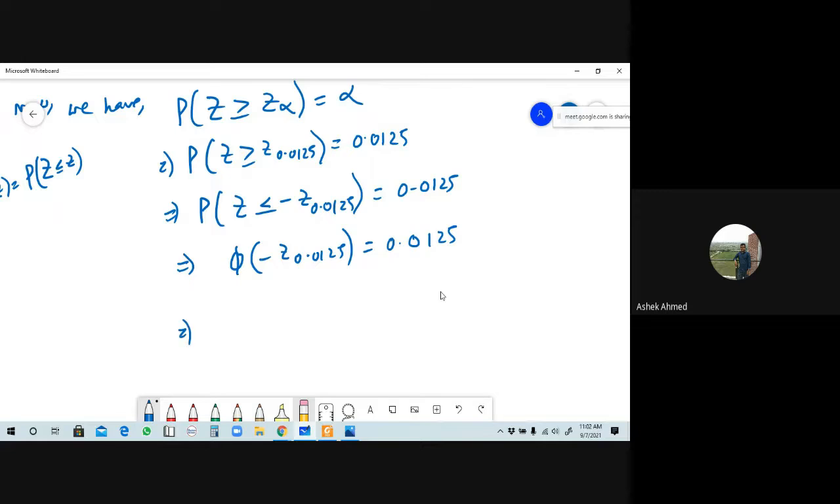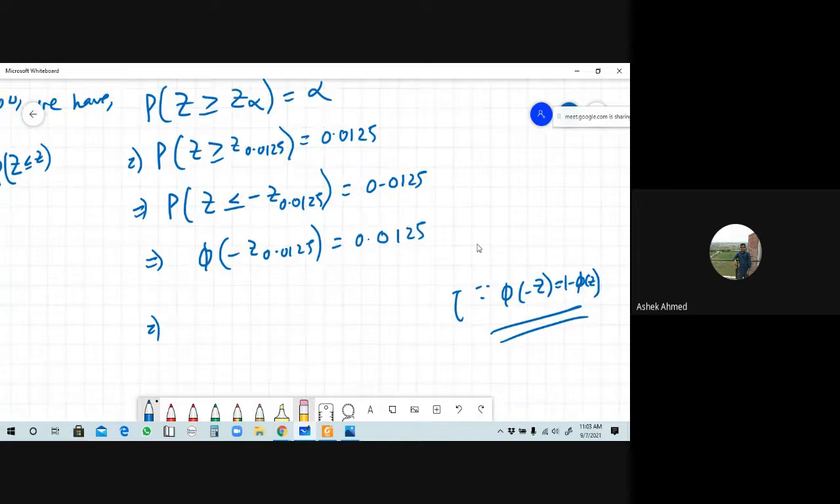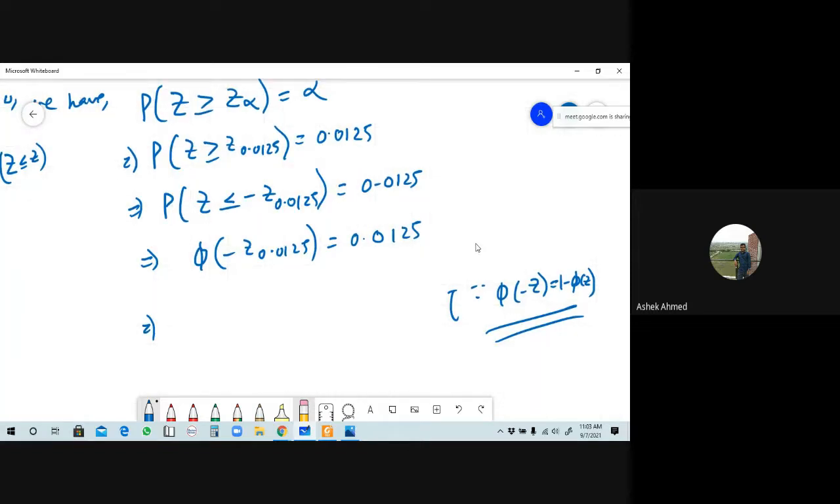For that case we know a formula: phi of minus z equals 1 minus phi of z. Can you remember? Response me. Do you know this formula? Okay, so you have to apply this formula. So what will it be? Phi of 0.0125. Understand?